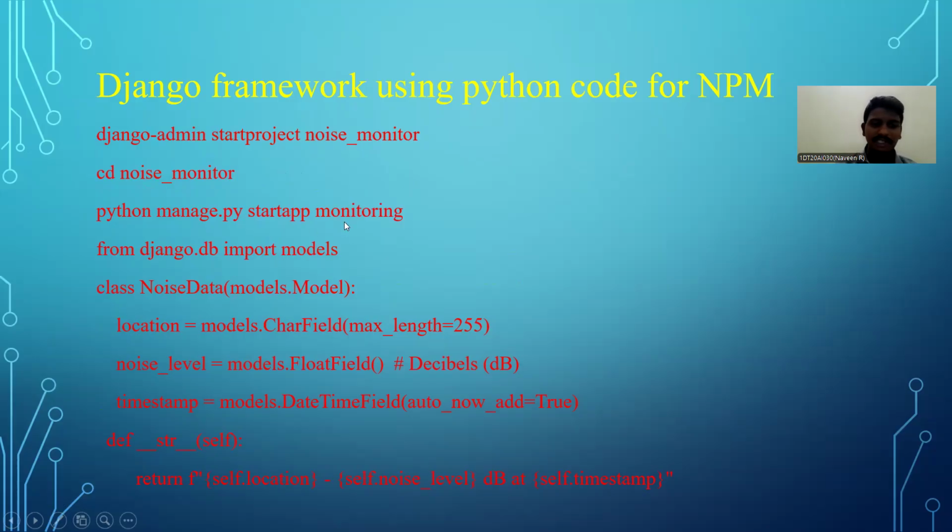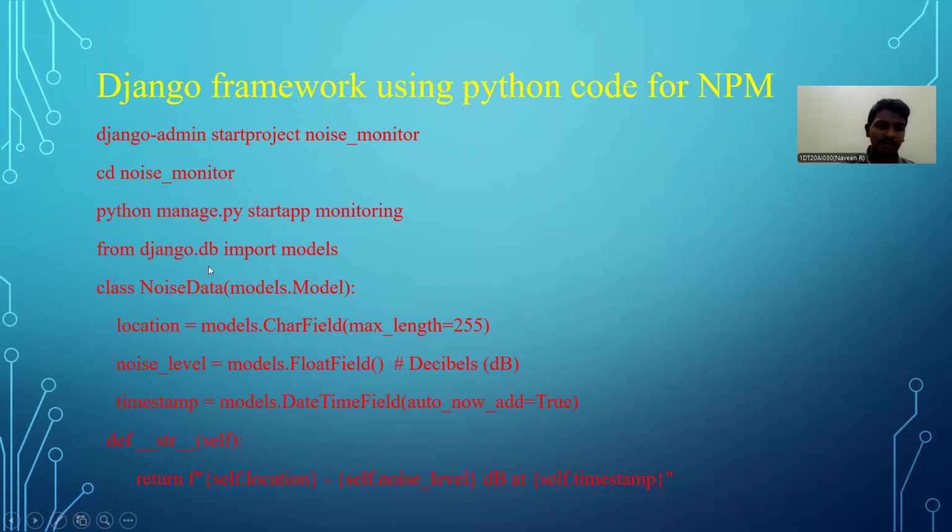This Django project is for monitoring the noise levels at different locations. Now we'll be breaking it down step by step. Using django-admin, we'll be creating the Django project named noise monitor. We'll be navigating into the project directory and creating a Django app called monitoring.